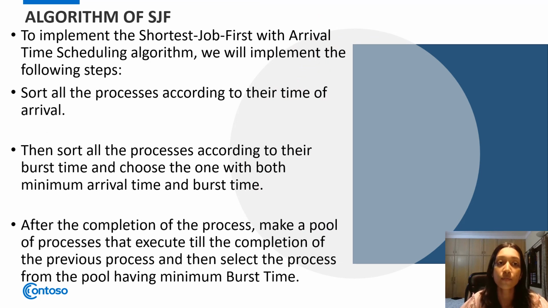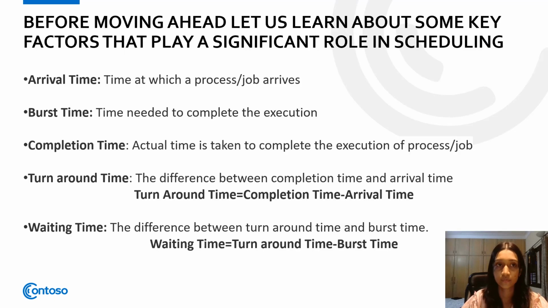So what algorithm does it follow? It first sorts the processes based on their arrival time. Then it sorts the processes based on their burst time, and after that it will choose the process that has the minimum arrival time and burst time, and in this way the process continues.